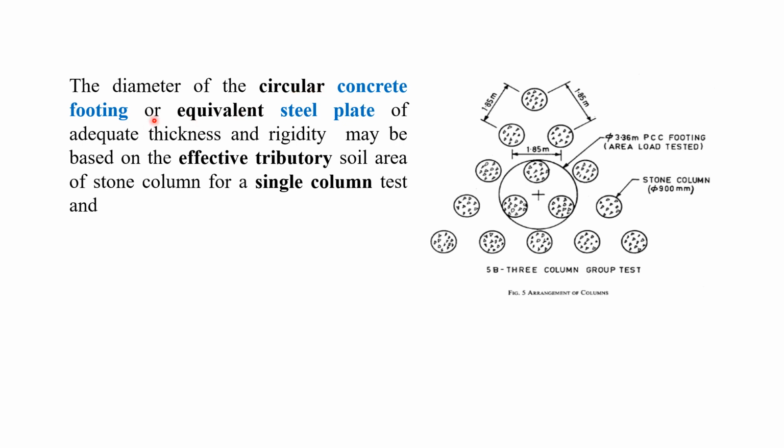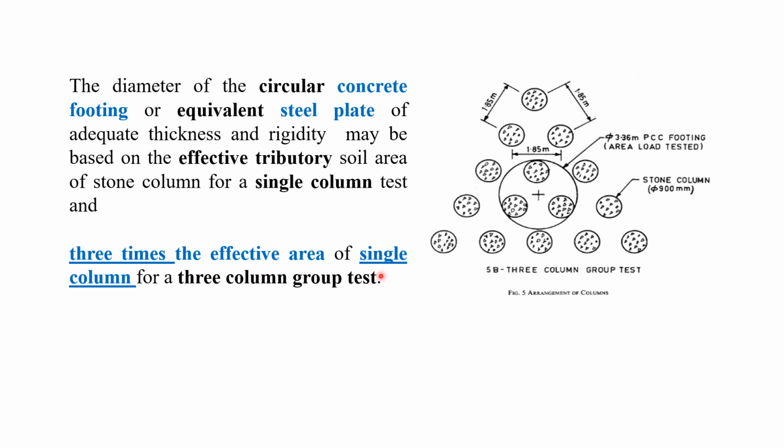Circular concrete footing or equivalent steel plate of adequate thickness and rigidity may be based on the effective tributary area. This is the tributary area surrounding the stone column, or effective area or influence area, right? May be based on the effective tributary soil area of a stone column for a single column test. For a single column test. This is for a 3 column test.